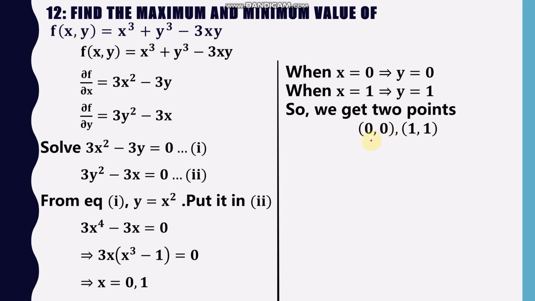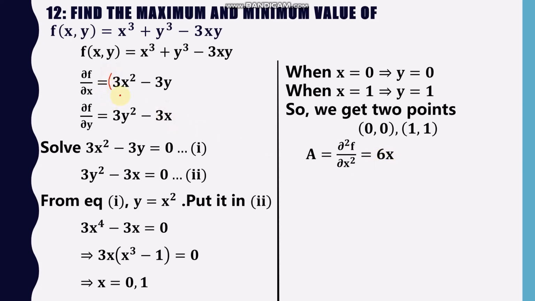To find the maxima and minima, we'll calculate the second derivatives. So find the second partial derivative of the given function with respect to x. You can see it will come out to be 6x.